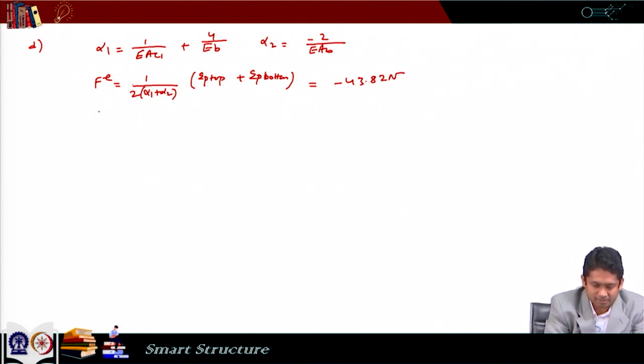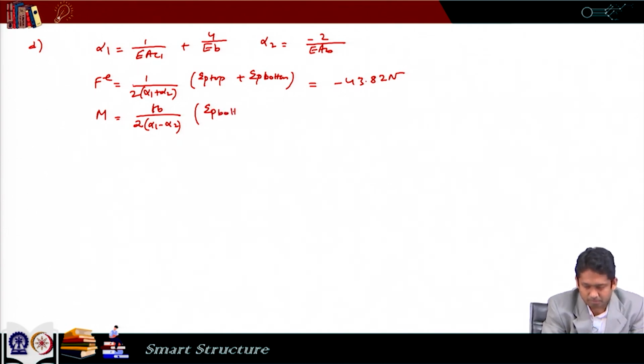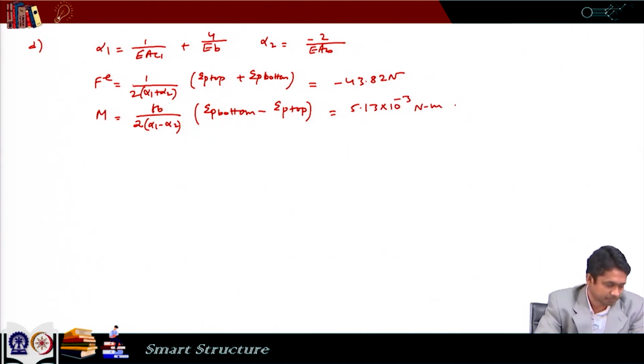That comes to be minus 43.82 Newton, and the moment comes as TB by alpha 1 minus alpha 2 times epsilon p bottom minus epsilon p top, and the value comes as 5.13 into 10 to the power minus 3 Newton meter.